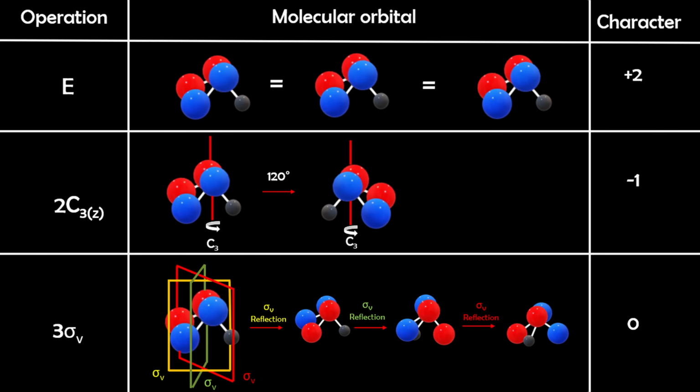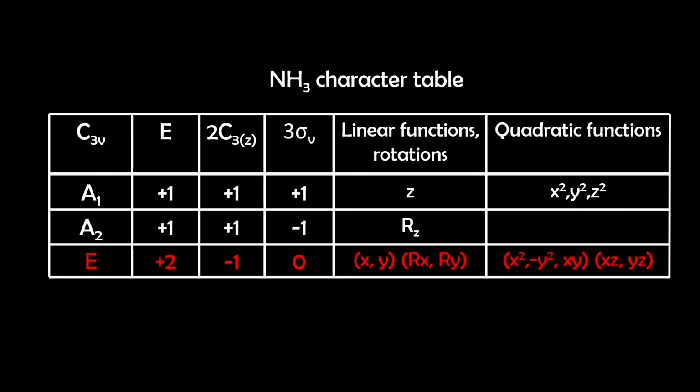Under either C3 rotation, the orbitals mix or swap directions, resulting in a combined trace of -1. And under any of the sigma v reflections, one orbital might flip, while the other stays the same. But if we add them all up, saying for example opposites cancel out, like adding 1 and -1, the overall sum would be 0. So the character pattern is +2, -1, 0, and that corresponds to E as the irreducible representation.